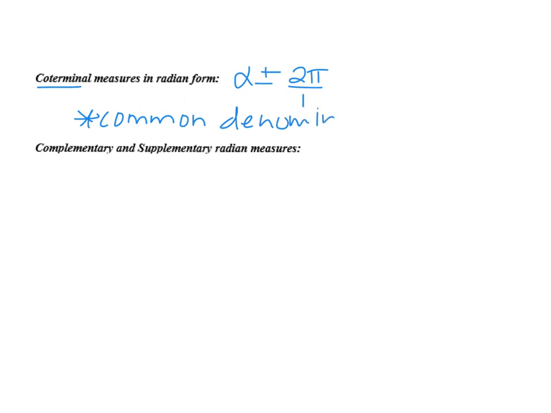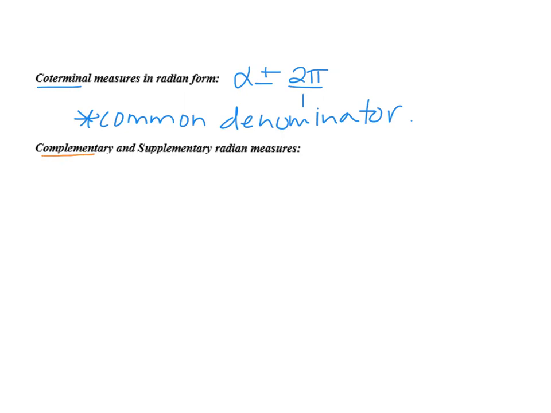Just like degrees, radians can have coterminal measures. Given a radian, we'll call it alpha, like we did yesterday in degrees. To convert or find coterminal radian measures, instead of adding and subtracting 360, we'll add the radian conversion of that, which is 2 pi, and I'll put it over 1. And the reason why I'll do that is we'll need to get a common denominator when we add or subtract. And then those radian measures will end at the same terminal ray.